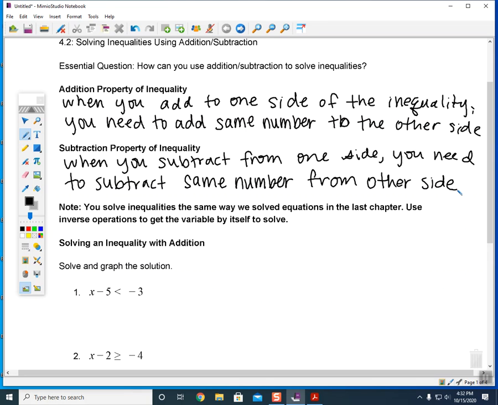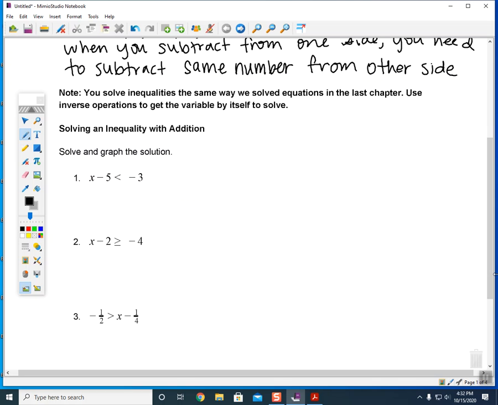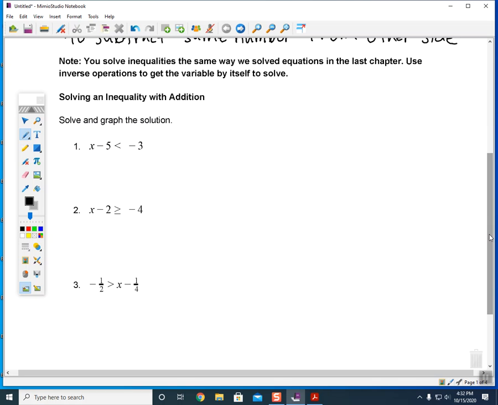Another note to remember is that we solve inequalities the same way that we solved equations last chapter. We just got done talking about how to solve for variables in equations. We're doing the same exact thing. It's just that instead of having an equal sign, we have an inequality. So my whole goal is to get my variable by itself. Let's look at this first example. x minus 5 is less than negative 3. My goal is to get x by itself, so I need to use inverse operations to do that.